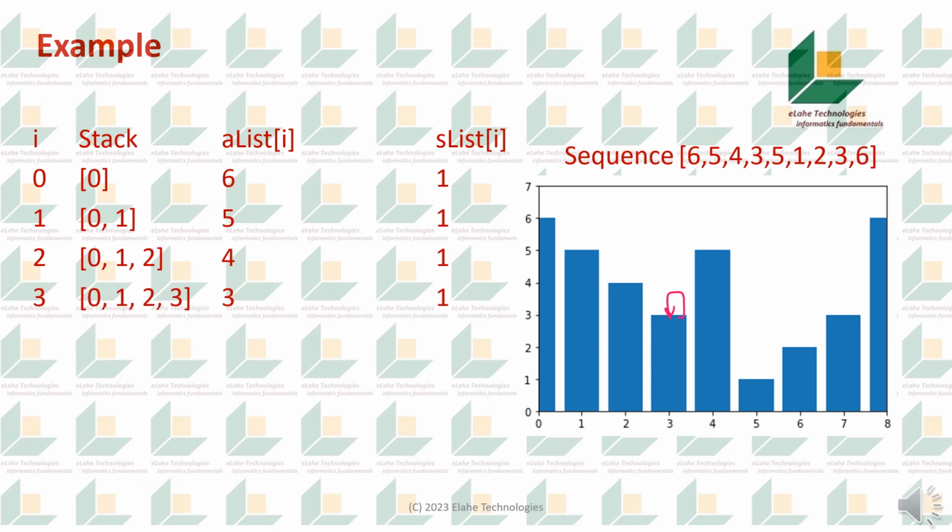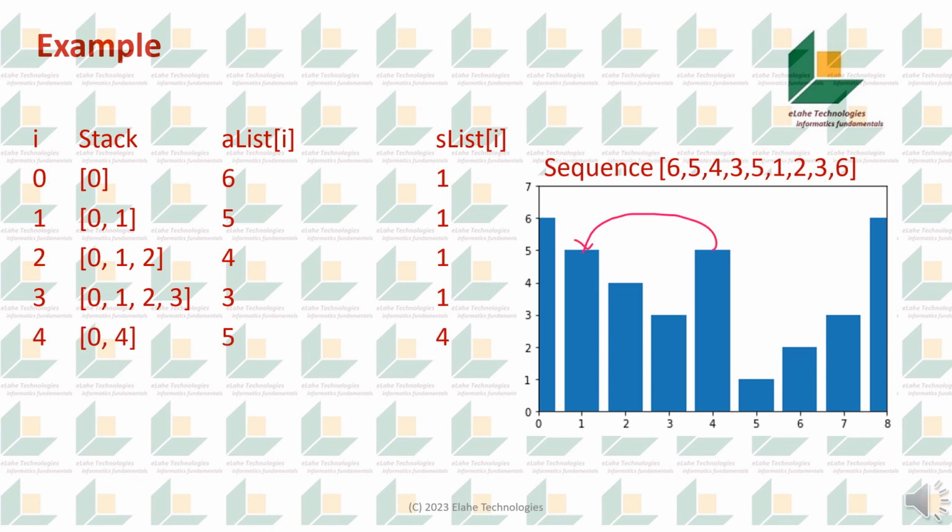The number in position 3 is 3. Its span is 1 since looking backwards there are no other elements smaller than 3 to its immediate left. We push 3 onto the stack. The number in position 4 is 5. Its span is 4 since looking backwards to its immediate left, there are 4 elements including itself which are less than or equal to 5. We pop 1, 2, 3 from the stack. We push 4 onto the stack.